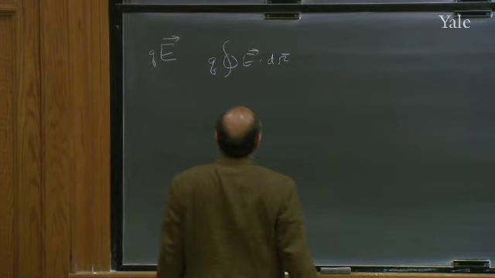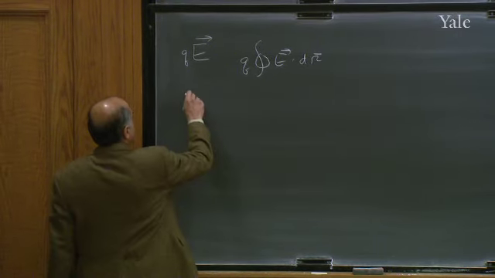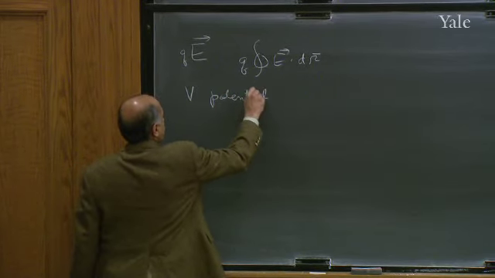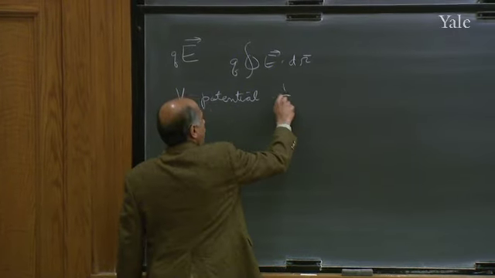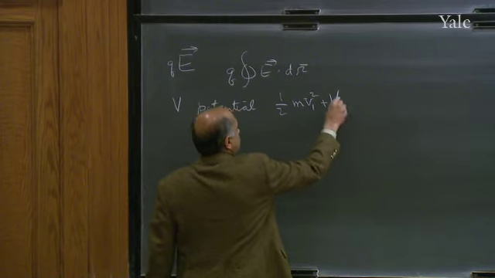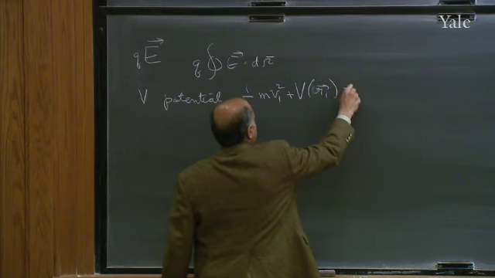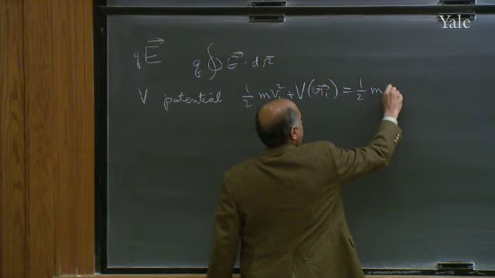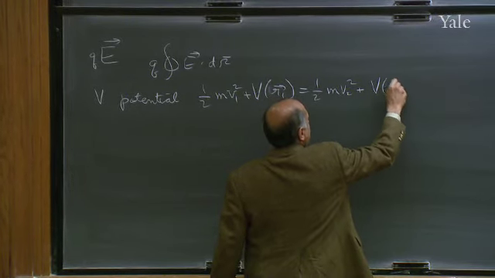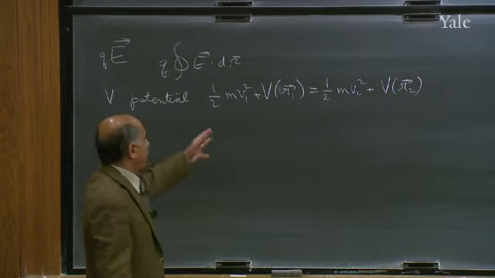That means we can define, for this problem, a potential, V, which is called the potential, so that 1/2 m v1 squared, this is a little v, this is big V, capital V at the point R1 is equal to 1/2 m v2 squared plus capital V at the point R2. That was our goal. Missed one mistake already.